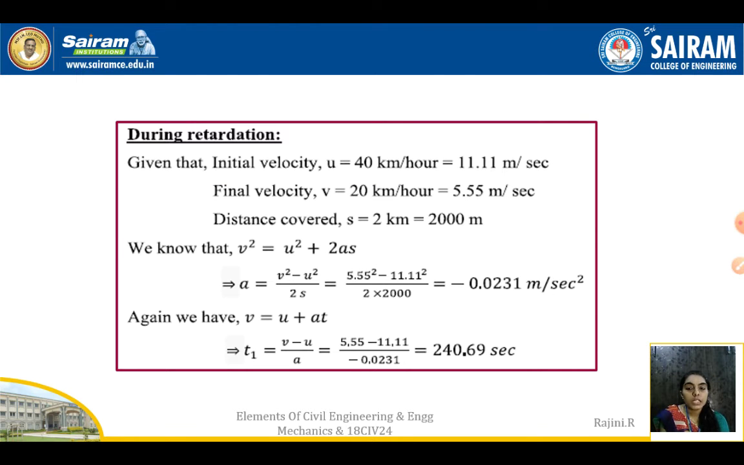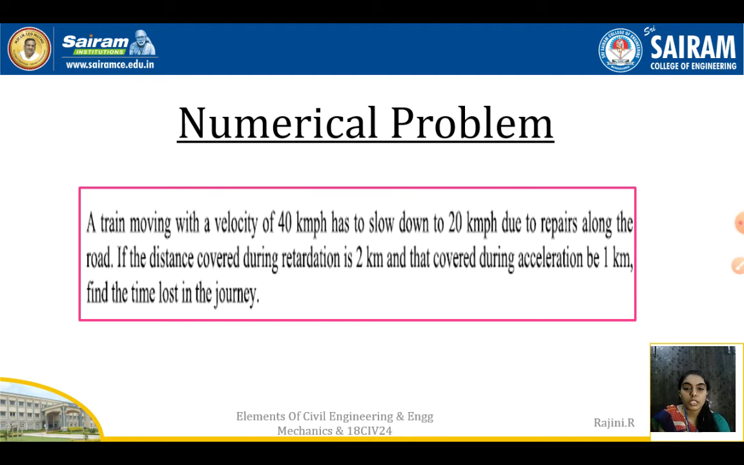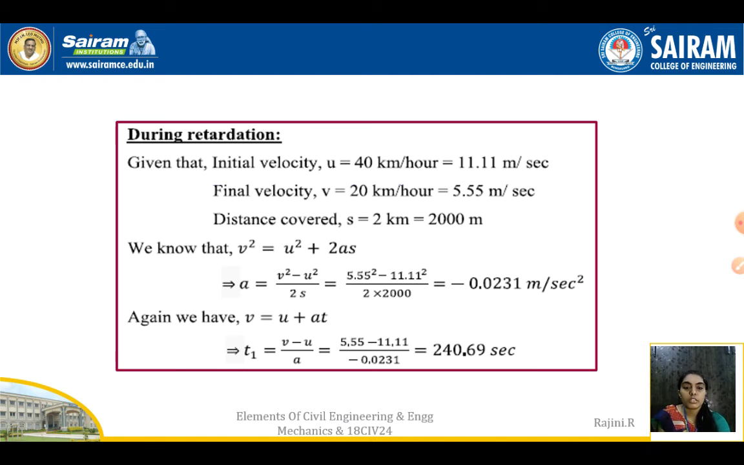Okay, first we will see the given things in the question. During retardation, while the train is reducing its velocity, the initial velocity u is equal to 40 km per hour, that is 11.11 meter per second. Final velocity v is equal to 20 km per hour, that is 5.55 meter per second. Distance covered s, that is 2 km, is equal to 2000 meter, converted to meters. So the given things, whatever is there in the question, I have written here.